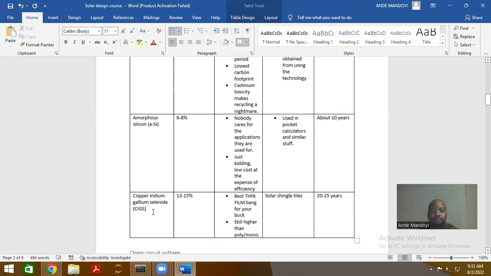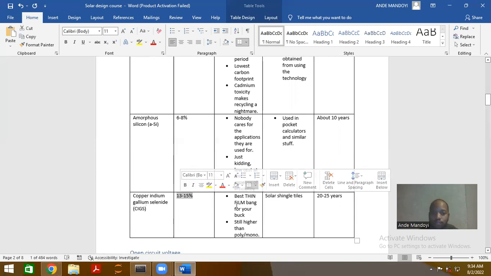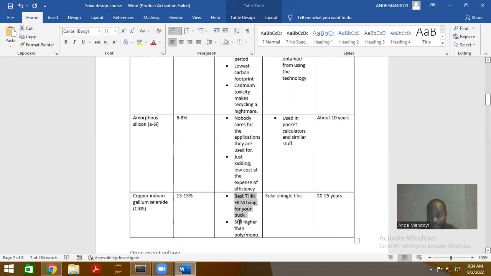And then the most efficient thin film available commercially, I'm not talking about research, would be your CIGS, or some people will call it KIGS. And that's copper, indium, gallium, selenide. Goodness, I'm not a chemist, I'm an electrical engineer. That's about 13 to 15% efficient. Like I said, it's your best thin film bang for your buck, but its price per watt is still higher than poly and monocrystalline. It's usually used for solar shingle tiles. So those little roof tiles that you get on top of your houses, which have solar panels on them, that's usually the CIGS technology. And the lifespan is similar to the others as well, and that's about 20 to 25 years.